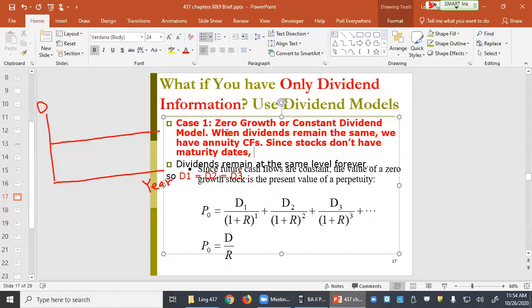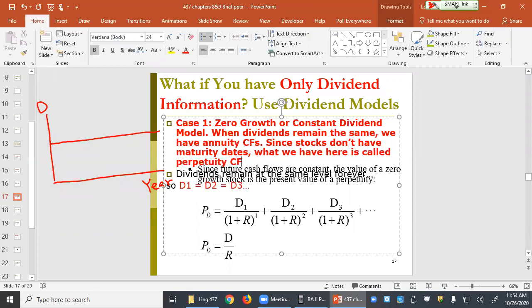So it's not just any simple annuity cash flows, but the special case that we talked about in chapter 4, the special case that is annuity cash flows that last forever, and technically speaking, it is called perpetuity cash flows. We don't have maturity dates. What we have here is called perpetuity cash flows. So how do you solve for present value when you have perpetuity cash flows? This is discussed in Finance 330, and we reviewed that in chapter 4, right?